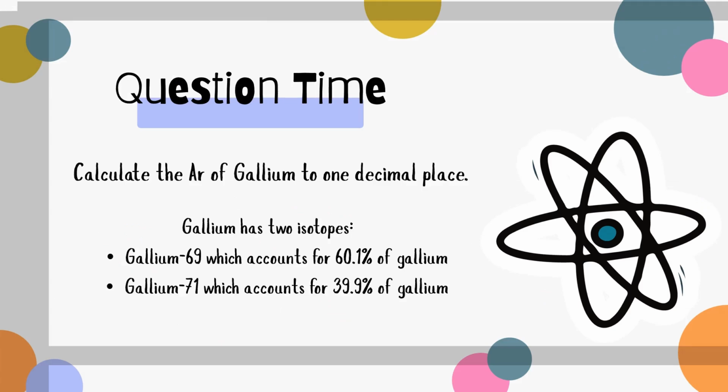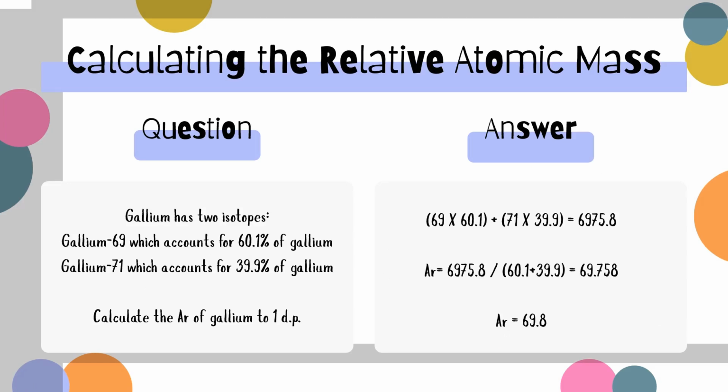Now it's time for you to solve. Calculate the relative atomic mass of gallium to one decimal place. Gallium has two isotopes, gallium 69, which accounts for 60.1% of gallium, and gallium 71, which accounts for 39.9% of gallium. Think, do your calculation, pause the video for some time. If your answer came out to be 69.8, then you are correct. If not, look at the calculation in here and proceed.